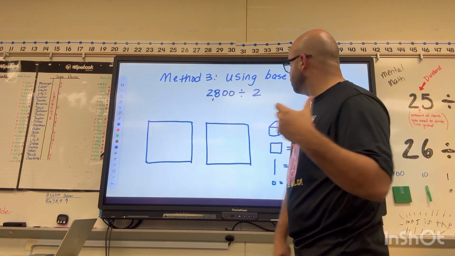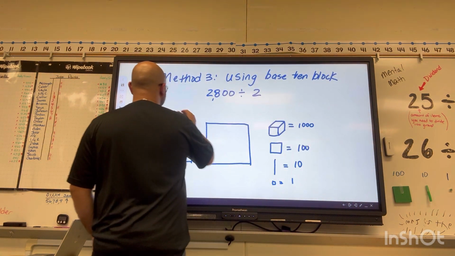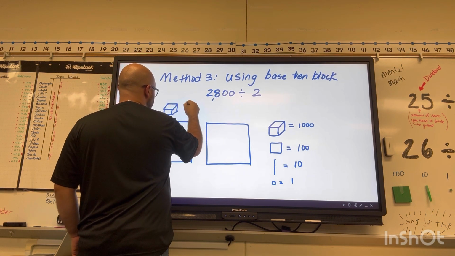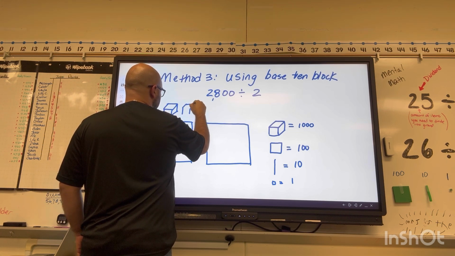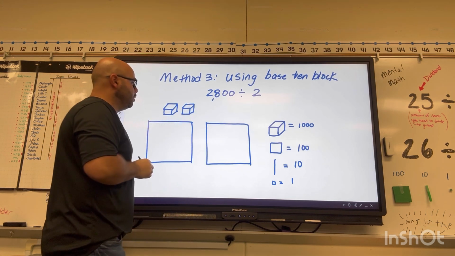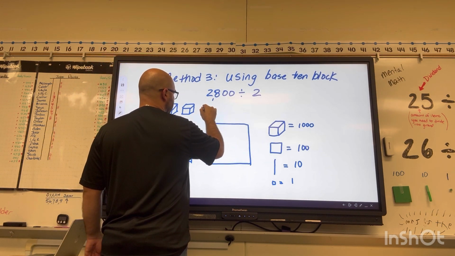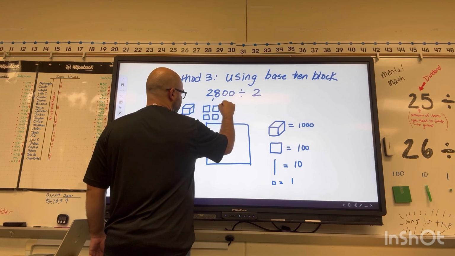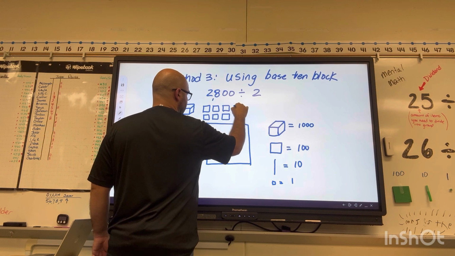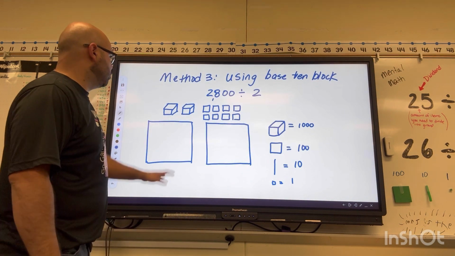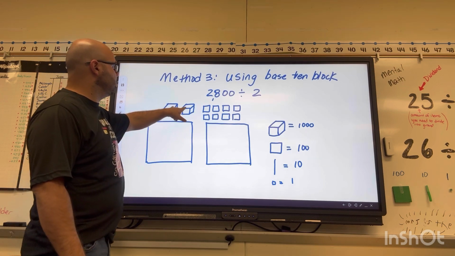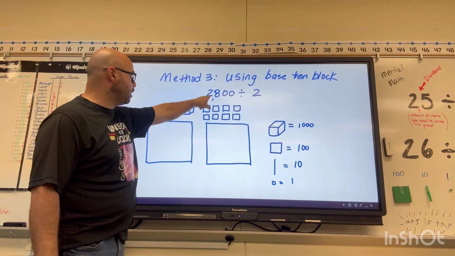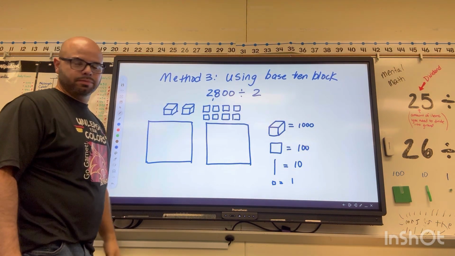how the division works. So right now you've been given 2 cubes, 2 of these, okay. Then you're given 8 of the flats. Don't make fun of my drawings, guys. I'm trying my best. There you go. 8 of the flats, right? So this is what you've been given, 2,800. What they want them to do is divide that 2,800 into equal parts, okay?